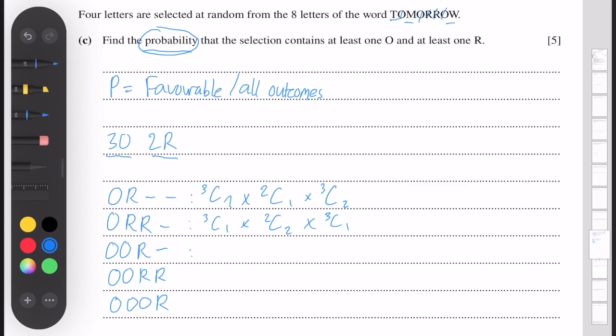Now we have 2 O's. So we're going to choose 2 O's from 3 different O's. That would just be 3 options, would be 3C2. And then 1 R again is 2C1. One empty slot, 3 different letters, T, M, and W. So 3, choose 1. Now with 2 O's again, so 3C2. 2 R's would be 2C2. And no empty slots. Sure, we can just write down 3C0. Which is just 1, but you know.